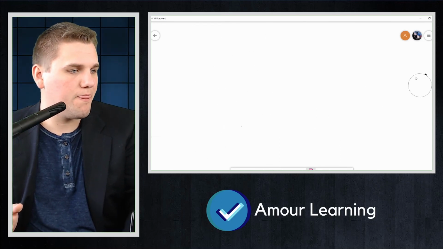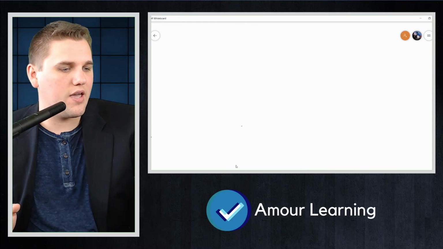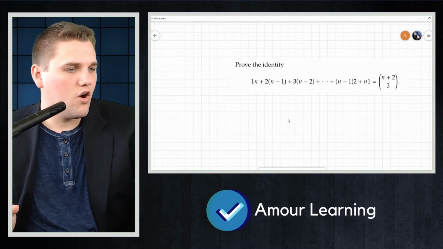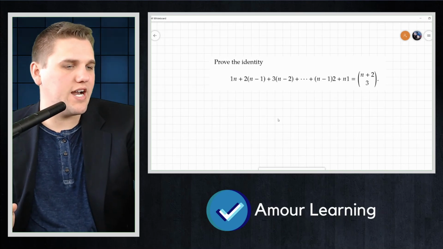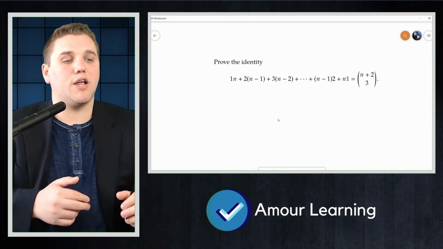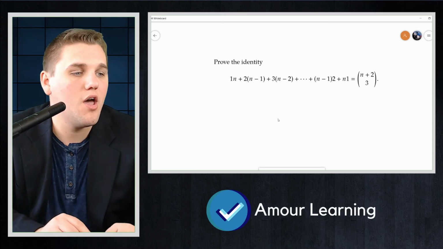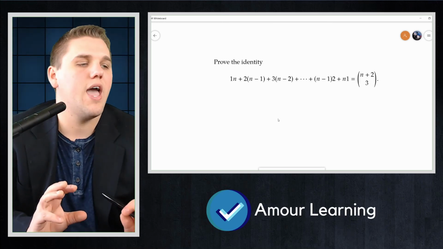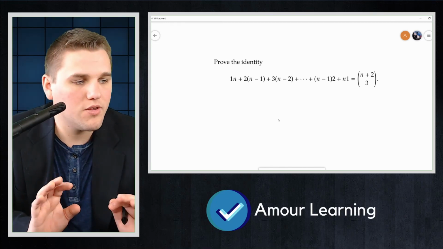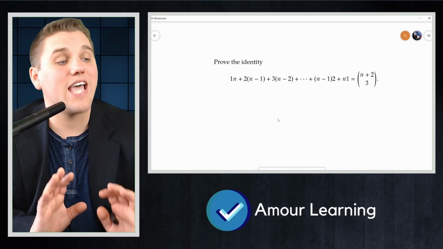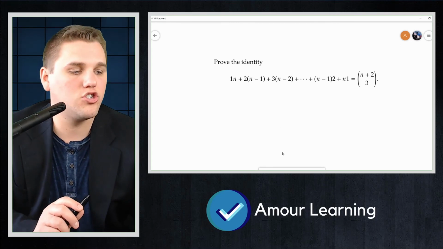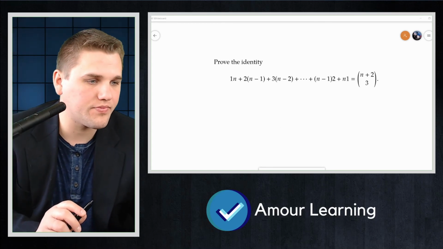There we go. I actually have my question up here. We're going to prove this identity, which says 1 times n plus 2 times (n minus 1) plus 3 times (n minus 2) plus all the way up to (n minus 1) times 2 plus n times 1 equals n plus 2 choose 3.